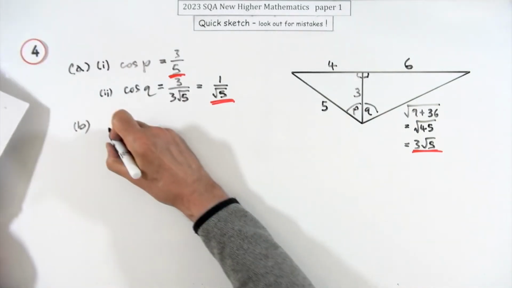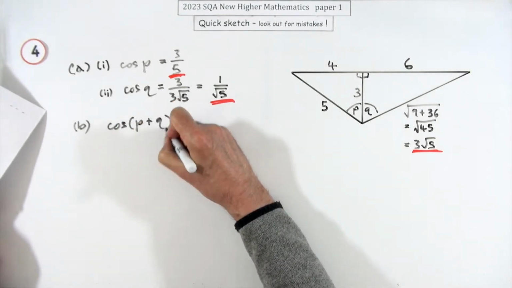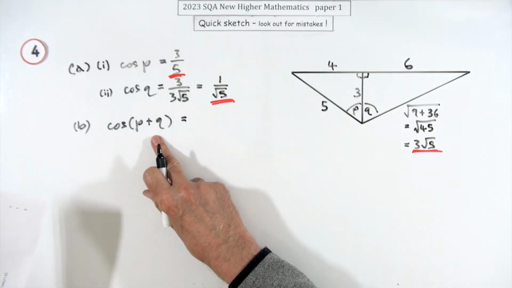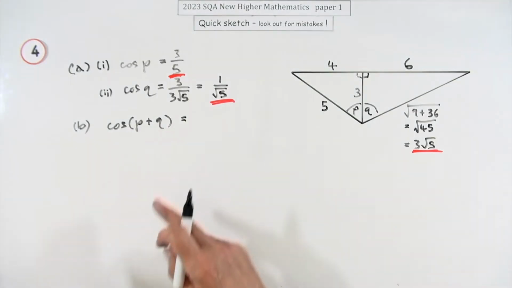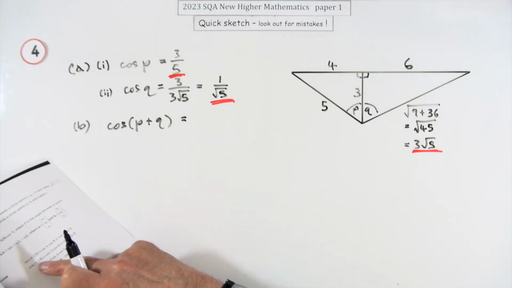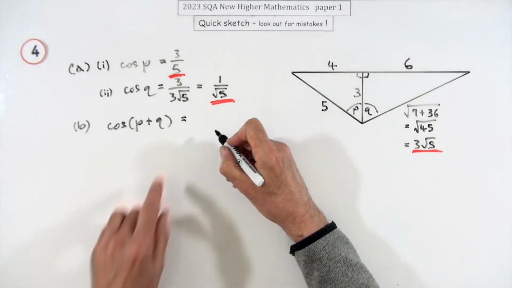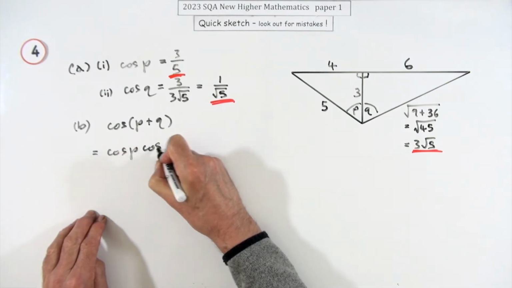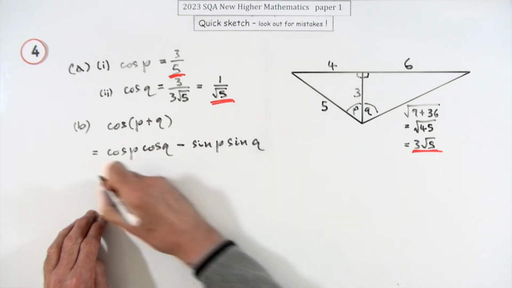B, cos p plus q. Now, presumably, that's maybe there to trick the unwary into thinking you just add the two of those together. No, double check by looking at the front. It's the one that goes cos, cos, sine, sine, but with the reversal. When it's a plus, it's a minus. So that's going to go to, I think I'll put it down here, cos p cos q minus sine p sine q.